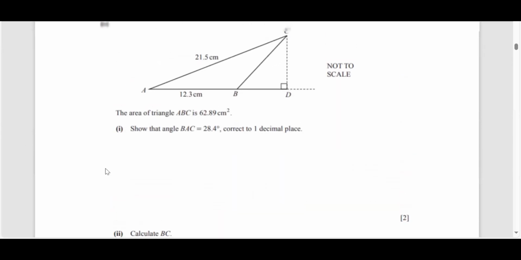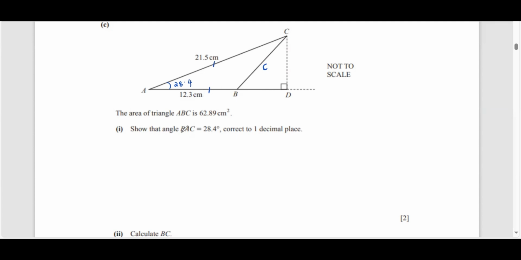Calculate the side length BC. To find the side length BC, this is what we need to find out. I'll just take it as C here. Now this angle, we already got it as 28.4. We can use cosine rule if we have two adjacent sides and the angle connecting them is given.